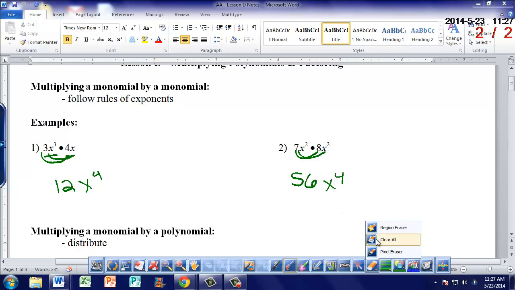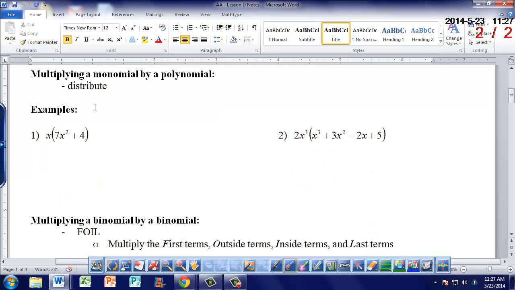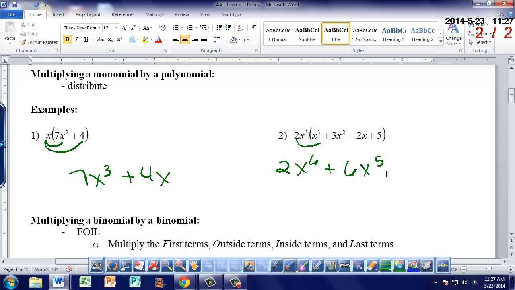Okay, now when we multiply 1 by 2 or 3 terms, we're going to distribute. So we're going to get 7x cubed plus 4x. Here, we're going to get 2x to the 6th plus 6x to the 5th minus 4x to the 4th plus 10x cubed. Make sure you don't have any like terms that you can add. You can't combine anything unless they are like, which they are not. So these are our two answers.